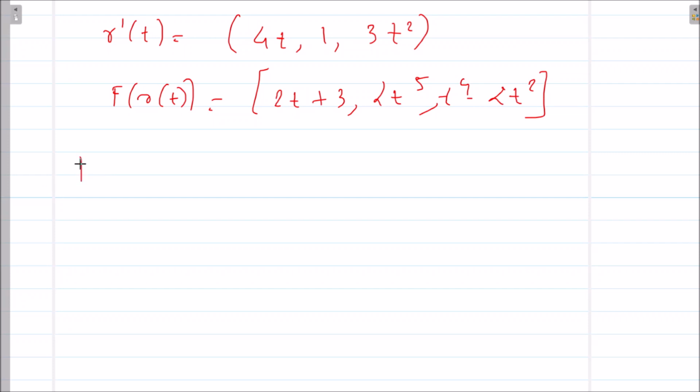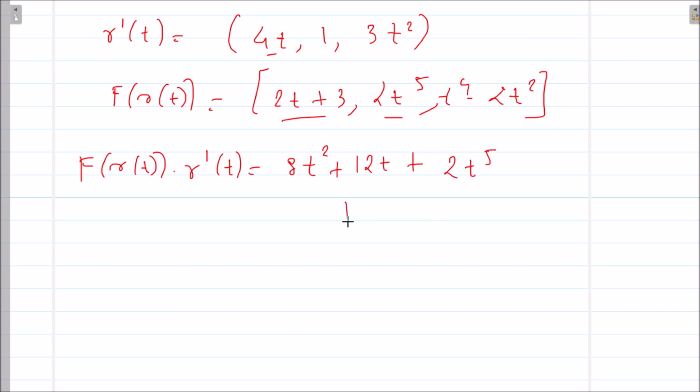Now you take the dot product. F of r of t dot product with r prime of t. Okay, so what you have, you take this multiplication. So 4 2s are 8 t square plus 4 3s are 12t plus 1 into 2t raised to 5 plus 3t raised to 6 minus 6t raised to 4. Okay, so finally the line integral is t from 0 to 1, the dot product. First, you should always mention the formula, okay? Otherwise, people might cut your marks. So, this is the dot product you get.